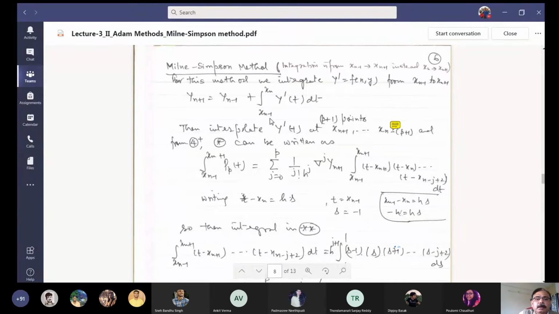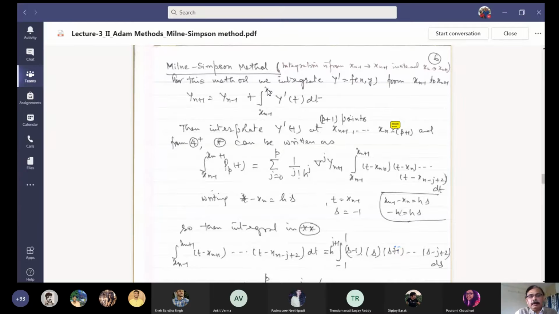Anyway, if you see the difference between the Adams-Moulton method and the Milne-Simpson method, the points are exactly the same, xn plus 1 to xn minus p minus 1, but the integration is from xn minus 1 to xn plus 1. And there, in the Adams-Moulton method, the integration was from xn to xn plus 1.